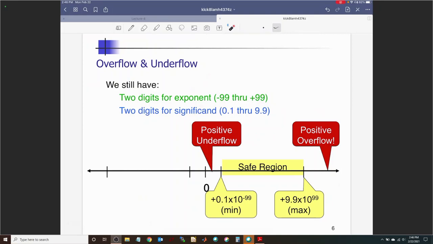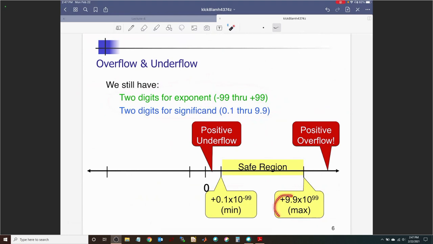Now, suppose you take two numbers represented using 2 digits for exponent and 2 digits for significand. You do some arithmetic with those two numbers. Your result could be in this safe region. In this case, we are looking at only the positive result, right? If you have a positive result, you could be inside this safe region over here, where the smallest value is positive 0.1 times 10 to the negative 99, and the largest value is, again, we are using 2 digits for exponent, 2 digits for significand.